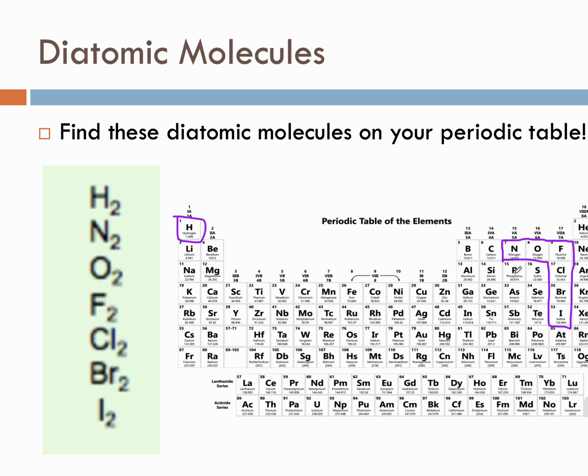So hydrogen forms H2, and then everybody on this hockey stick forms a diatomic molecule as well. So N2, O2, F2, Cl2, Br2, and I2. So it looks like a little hockey stick with a puck. Hopefully that helps you remember how to do that.